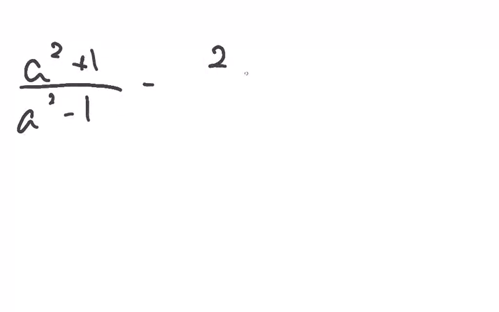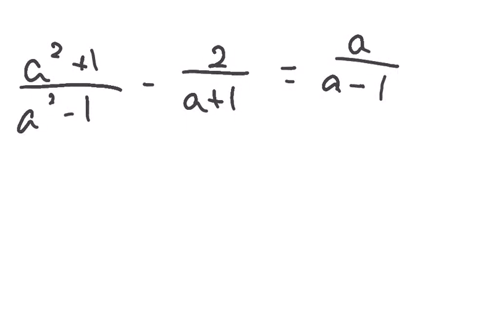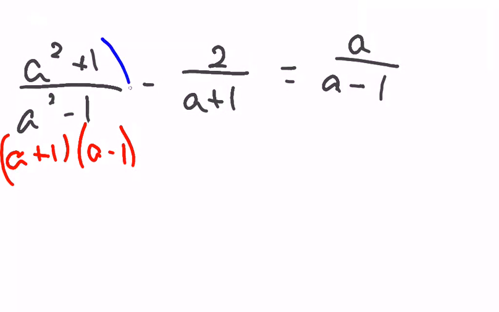Next one: a squared plus 1 over a squared minus 1, minus 2 over a plus 1, equals a over a minus 1. Okay, so the only thing that factors is this bottom denominator. That becomes a plus 1 times a minus 1, and that's exactly what we have for all of the others. So we want to multiply every term by a plus 1 times a minus 1.